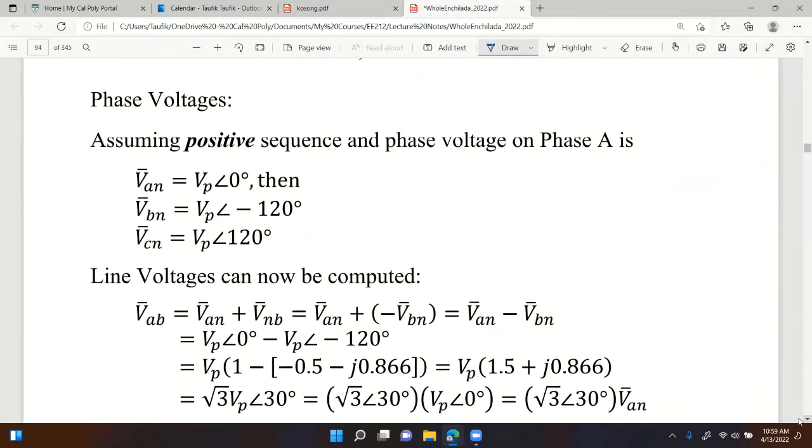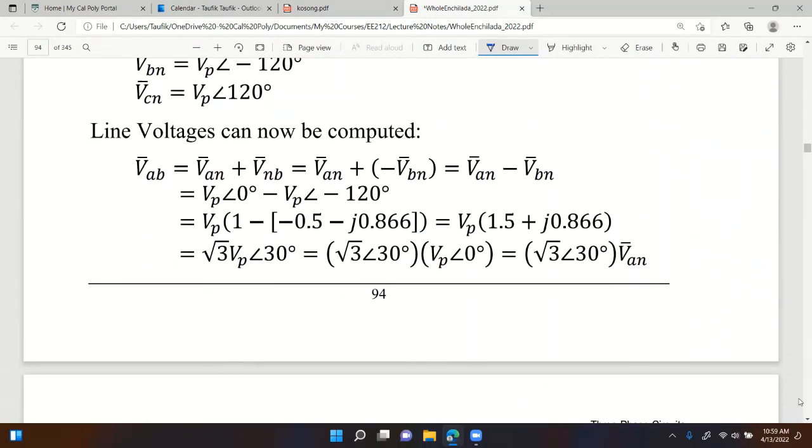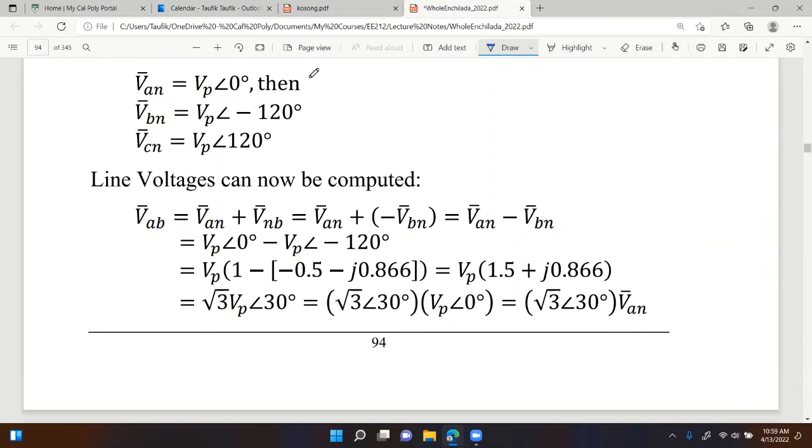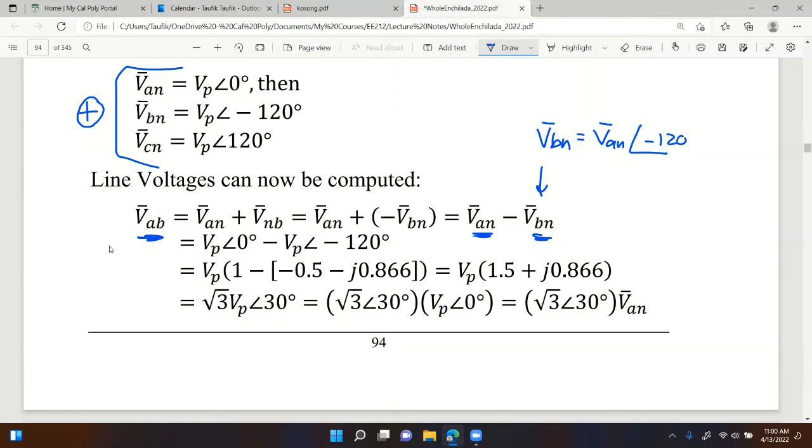This derivation right here, that's what I have. Now notice that if I know VAN, VBN, and VCN, if I know the phase voltages, let's say this is positive sequence, then I could express VBN in terms of VAN. Remember, VAB is equal to VAN minus VBN. And at the same time, I know how to express VBN in terms of VAN. Because it is a positive sequence, I know that VBN must be lagging behind by 120 degrees. So if I replace VBN with this right here, you get this equation right here.